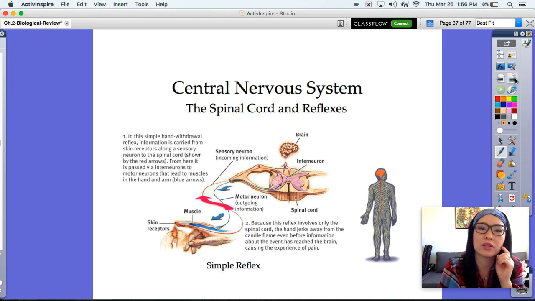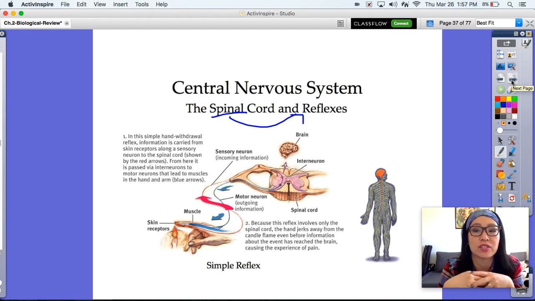Okay, the spinal cord is part of the central nervous system, and the spinal cord will always be dealing with reflexes for the most part on the test. That and gate control theory, which is for pain, which we'll talk about.